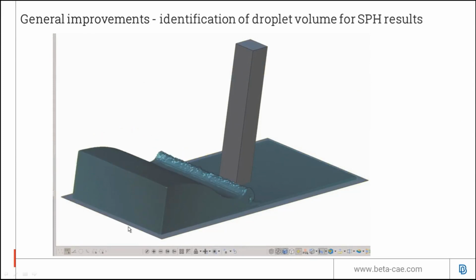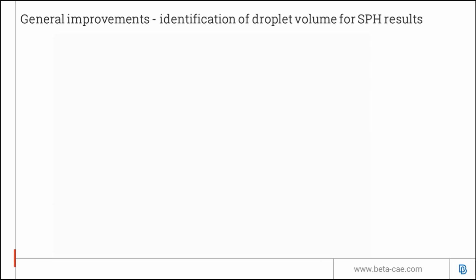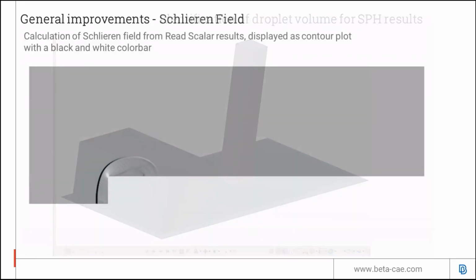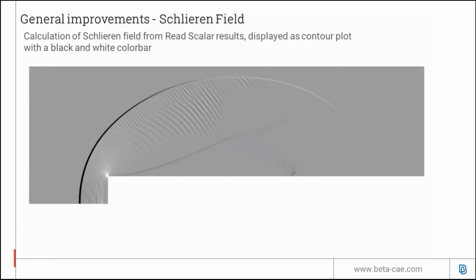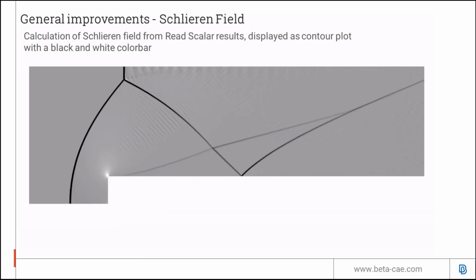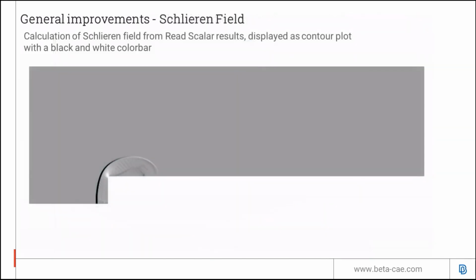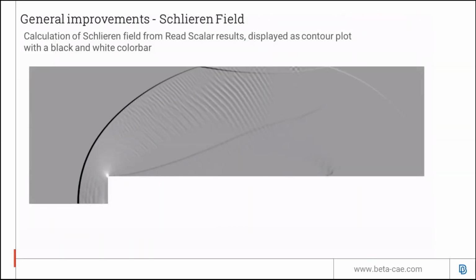Moving to SPH simulations, the user now has the ability to identify a droplet, so they can pick a droplet, a coagulation of several SPH elements, and calculate the volume. Meta can now also calculate the Schlieren field from the read scalar results, and usually this is displayed in a grayscale color bar to look very similar to the typical photographies that are taken in this method.